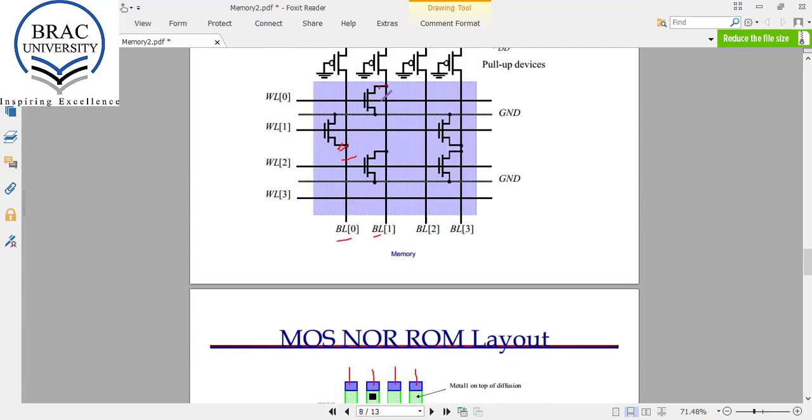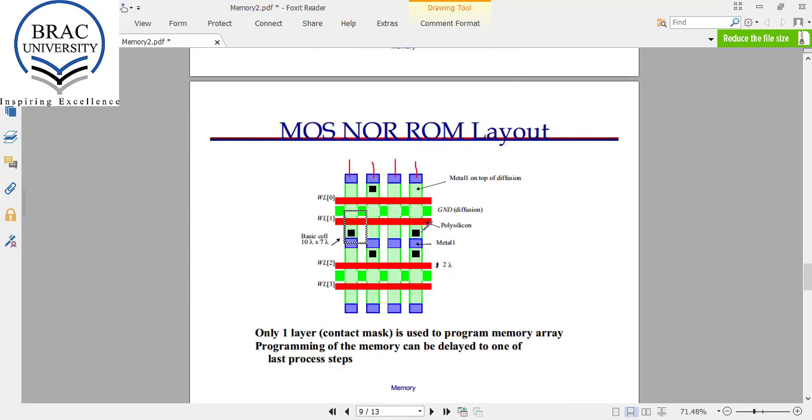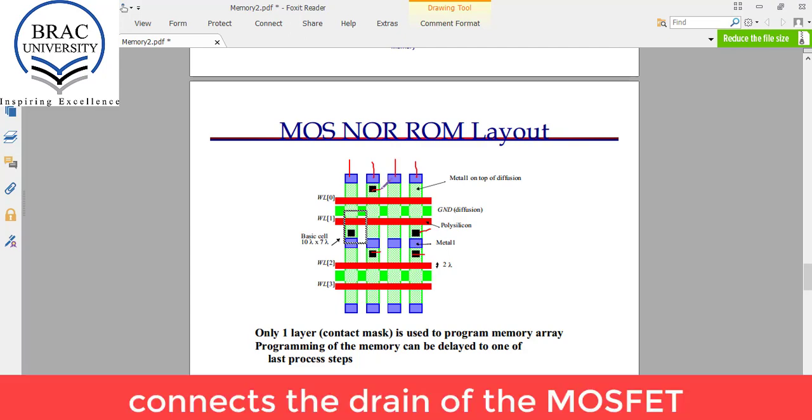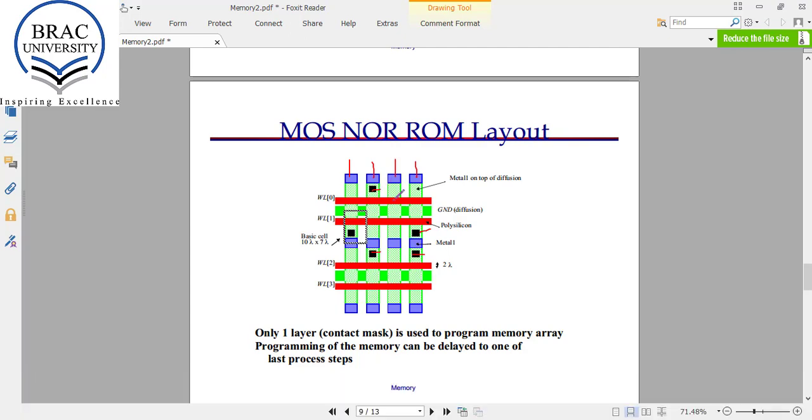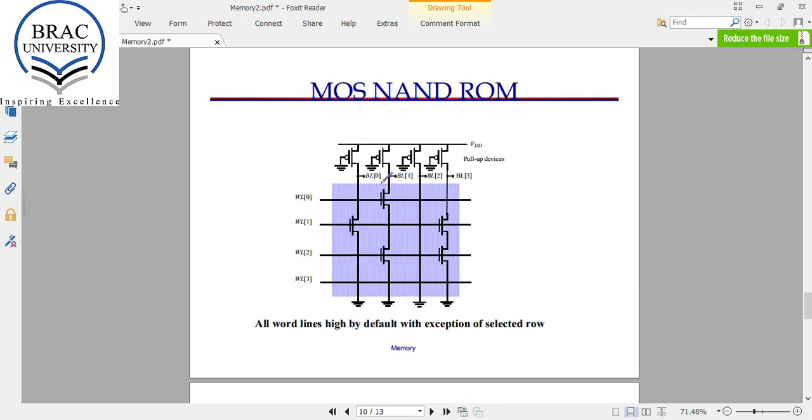Similarly, you can see for these other MOSFETs, here we have also these metal connections that connect the gate of the MOSFET with the bit line. Here we have the setup, that is MOS NAND ROM. In this case, we take the output from these locations just after the pull-up devices, and the other part of the bit line is connected to the ground.